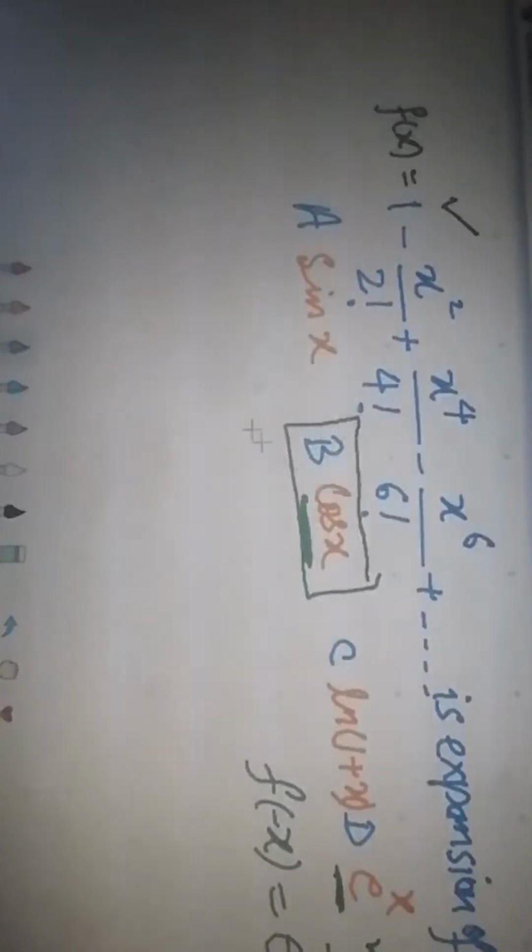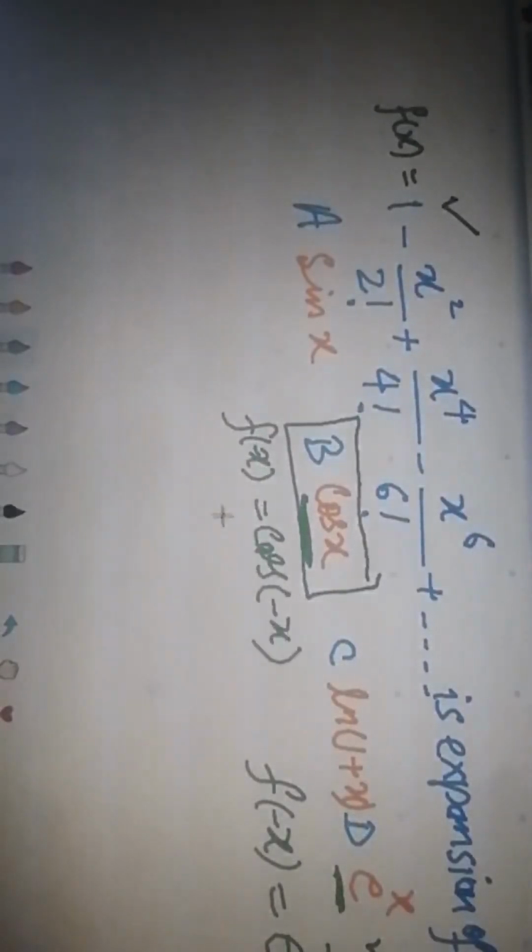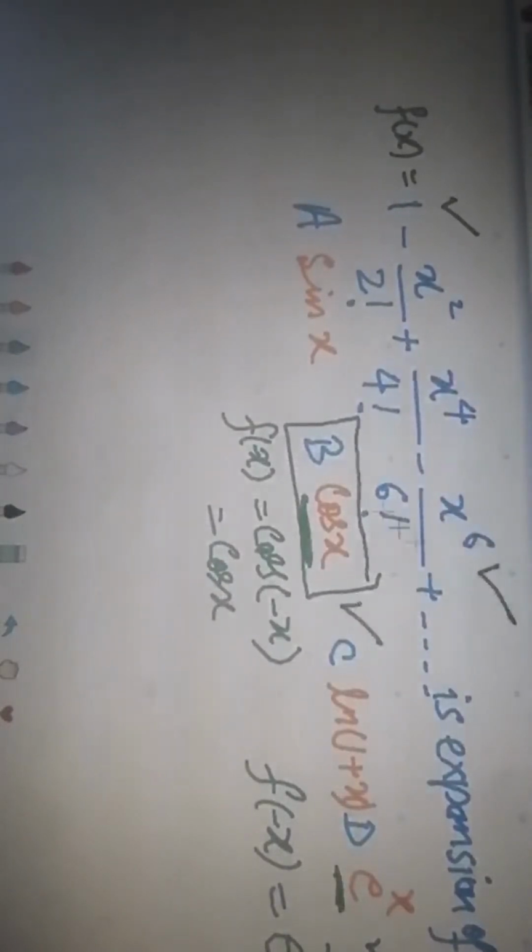And this is not an even function, it is neither even nor odd. Look, if I put minus x in it, e power minus x is 1 by e power x, so that is neither even nor odd. And if we put minus x in f of x, that becomes cos minus x, and we know that cos minus x becomes cos x. So this is even, and this is even. So two things are matching between cos and this series.